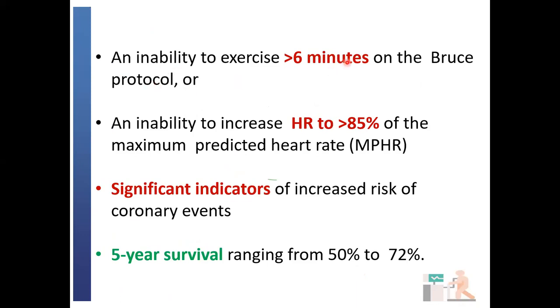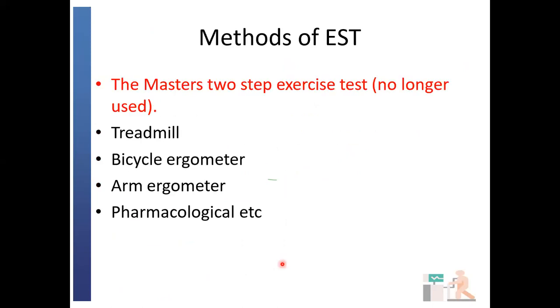So an inability to exercise for more than 6 minutes on the Bruce protocol, or an inability to increase heart rate to about 85% to achieve our target heart rate, are actually significant indicators of increased risk of coronary events, and their five-year survival usually ranges between 50 to 72%.